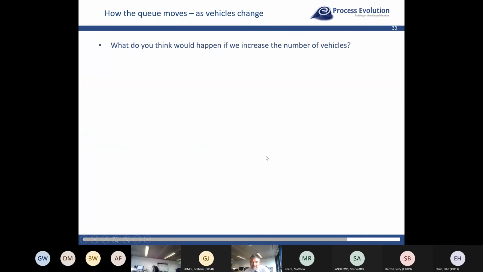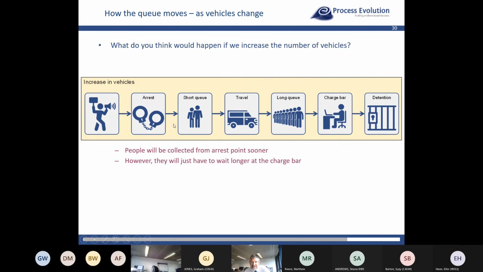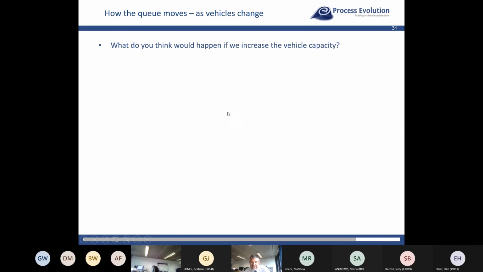How about if we increase the number of vehicles? So here we go, we increase the number of vehicles. All we've done is shorten the queue here, but we've made a longer queue here. So great, we've thrown vehicles at the problem, but all we've done is move the queue from people waiting on the ground for a vehicle to a queue of people waiting in the vehicles, which isn't what we want either.